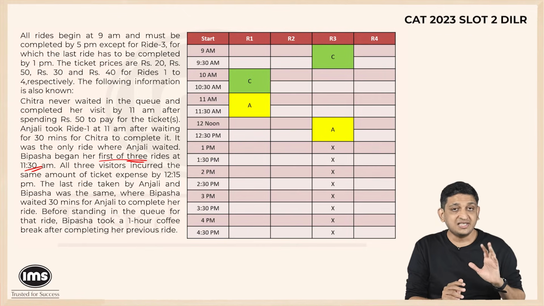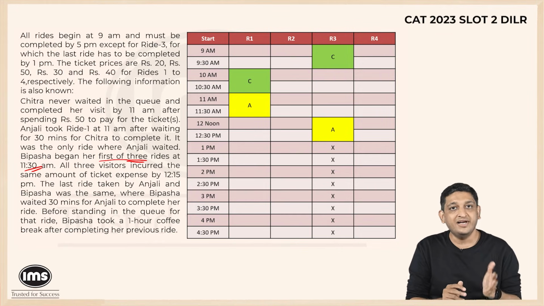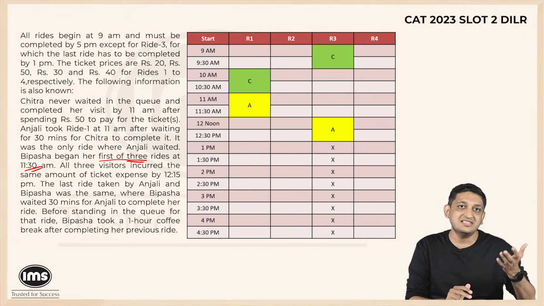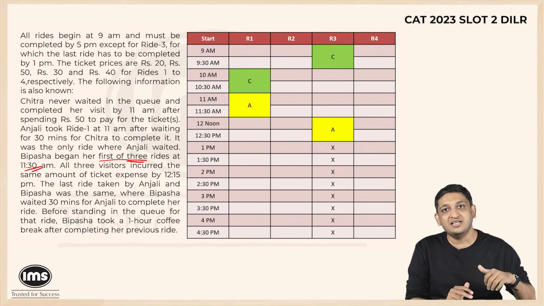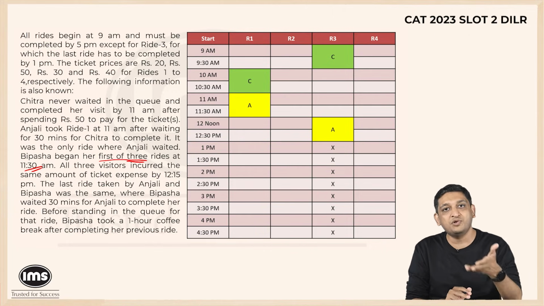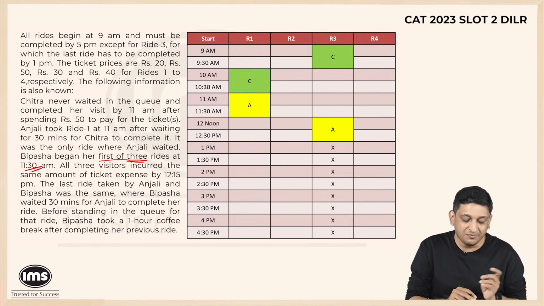Now because Bipasha started at 11:30 am, Bipasha has to ensure that she is spending 50 rupees in this ride. Because otherwise, if she gets into some other ride which costs less than 50 rupees, she will have to spend another some amount of rupees before 12:15, which is not possible. Because once you enter a ride, you are in that ride for 1 hour. That tells us that Bipasha would have entered the ride that cost 50 rupees.